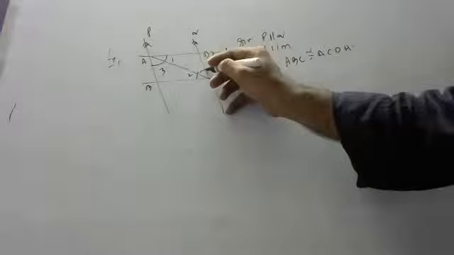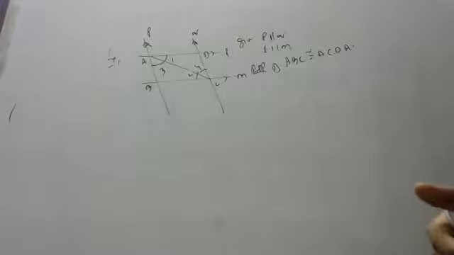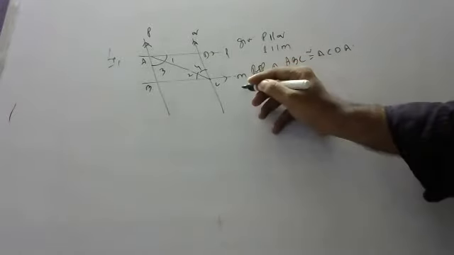Angle 3 is equal to angle 4. Why, children? Anyone? Alternate angle, sir. AC is equal to AC. Why, children? Common side. One side. Okay, children.